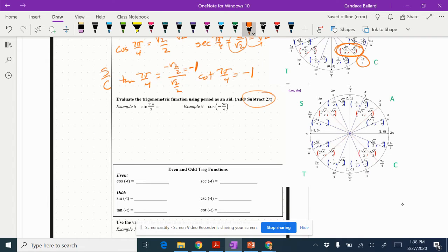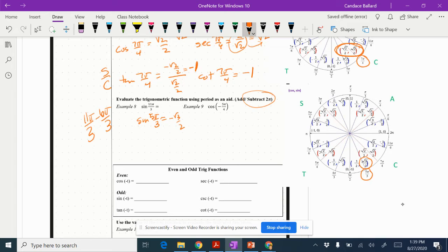I know that in over 3 world, 2 pi is the same as 6 pi over 3. So 11 pi minus 6 pi is 5 pi. So really we're finding the sine of 5 pi over 3. I'm going to find 5 pi over 3 on the unit circle. If it wasn't there, then I either made a mistake or I need to subtract or add again. Sine we know is the y value, which is negative square root of 3 over 2.